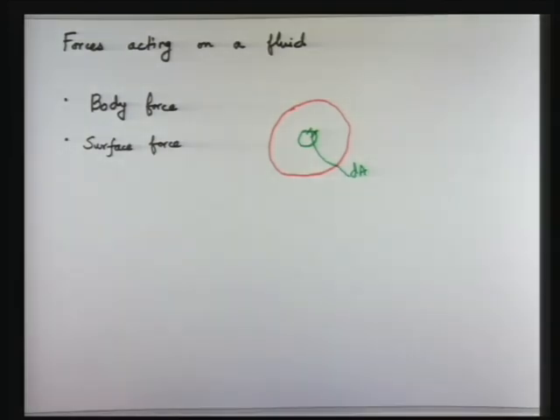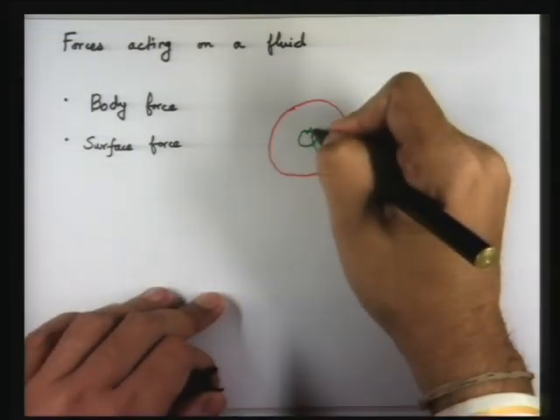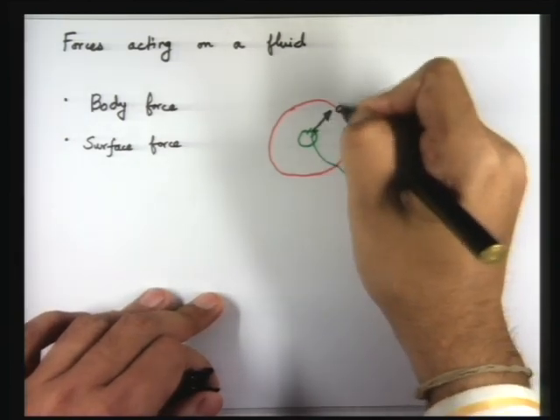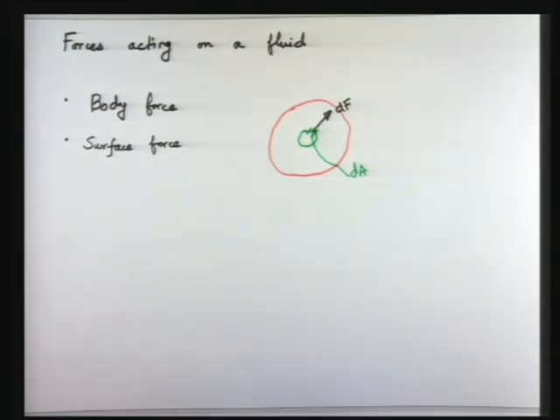Now if we take a small chunk out of the fluid, then we can represent the force exerted by the remaining part of the fluid on this chunk. It is like a free body diagram. If we isolate one part from a body, then we can represent the forces exerted by the other part on that part. So similarly, here, let us say dF is the force which is acting on this part.